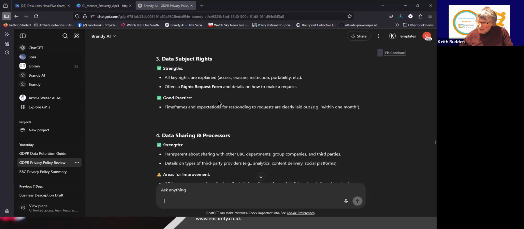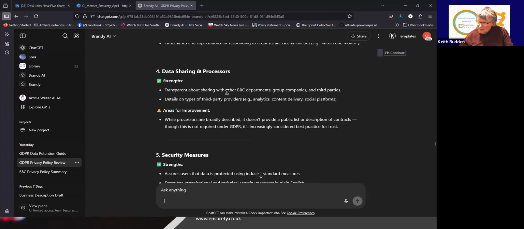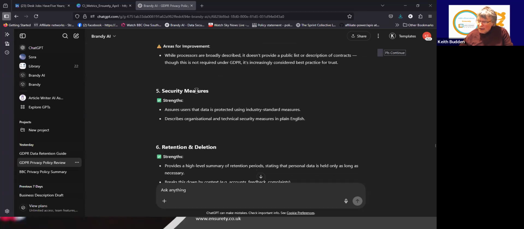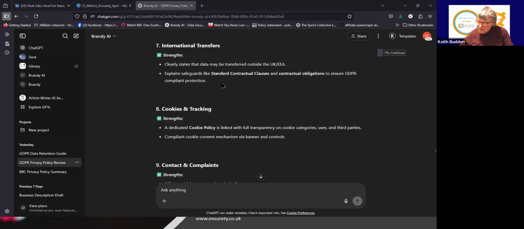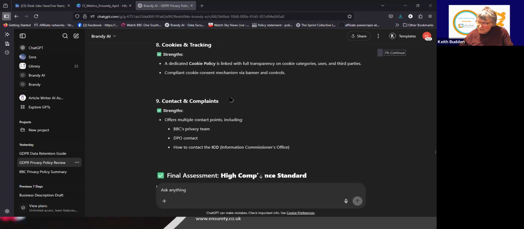Data subject rights, it's got all those right. Data sharing and processing, it's got all those right. Although again, the bot's picked up the fact that even the BBC site doesn't provide a public list of their processors. Security measures, retention and deletion. Again, the bot's picked up that they don't actually have a retention schedule. So although they say they retain things, they say things as long as necessary. International transfers, they cover all that well. Cookies and tracking, they cover all that well. Contact and complaints, they do all that well.